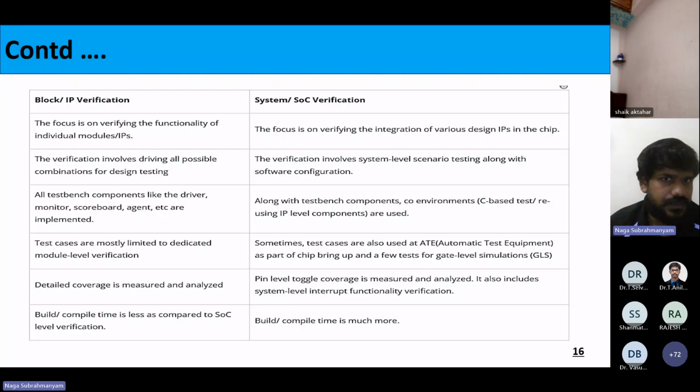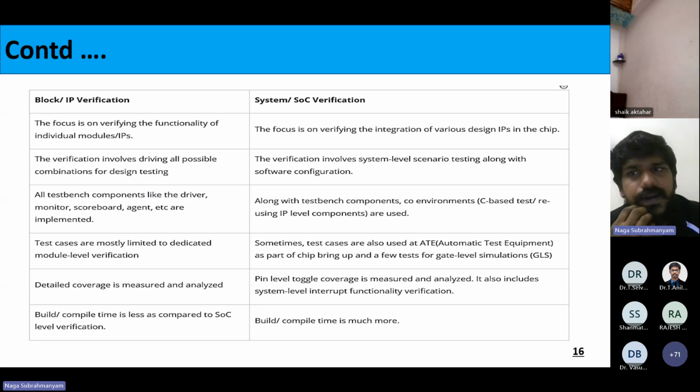That's it. So this is IP level verification and SoC level verification. I think I discussed most of it, but each has its own difficulty. In some places they call IP level block level, and SoC level system level verification. It depends how they call it.